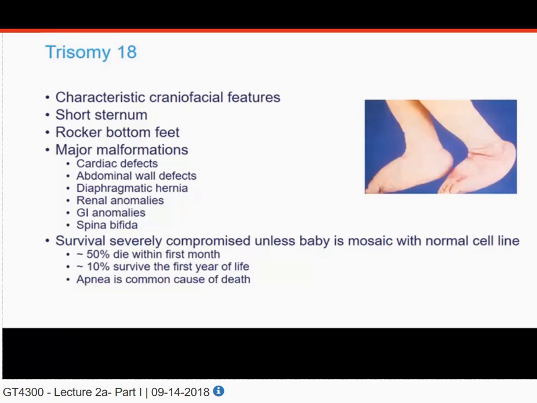malformations. Their survival is extremely compromised unless the baby's mosaic, unless they have a normal cell line. And even with the normal cell line, there is going to be some neurological impairment.